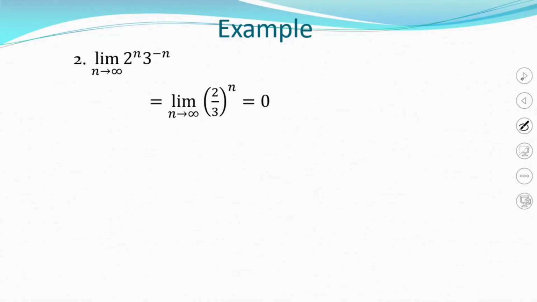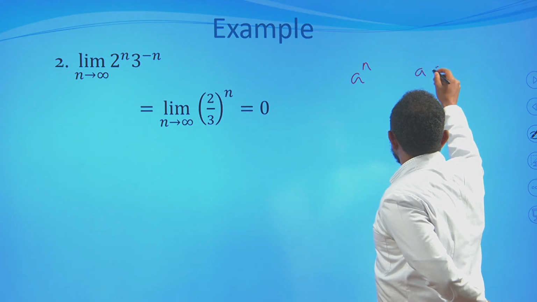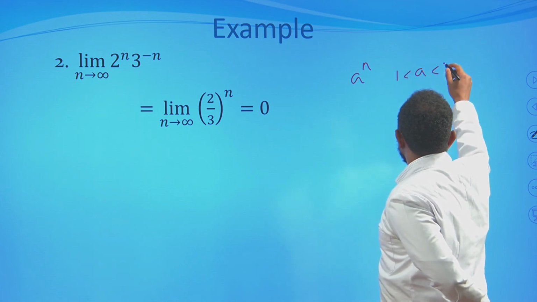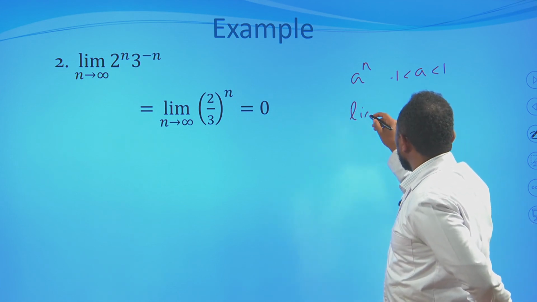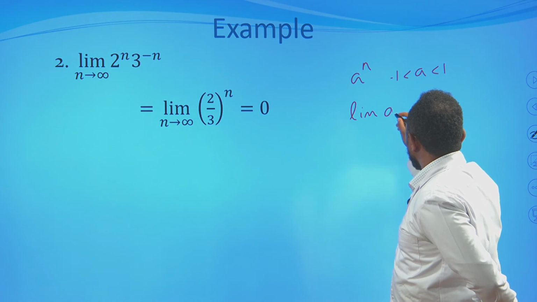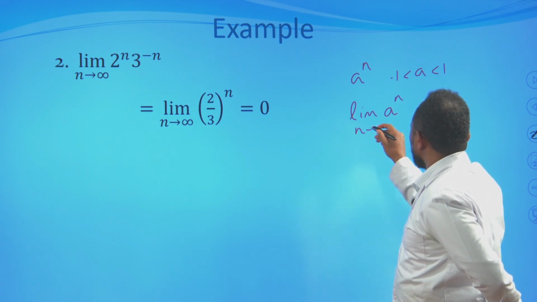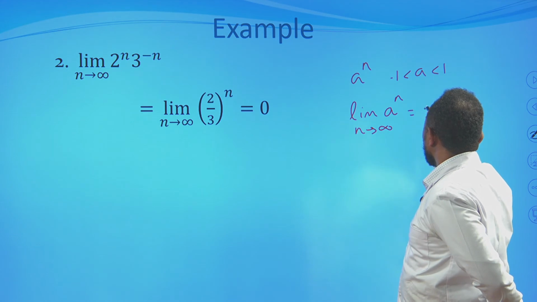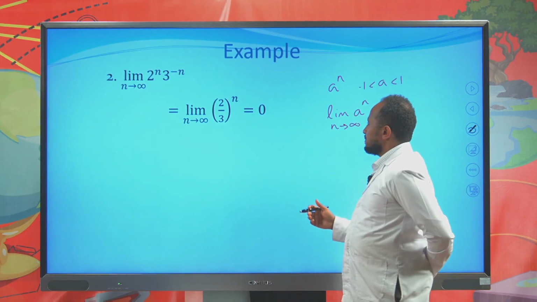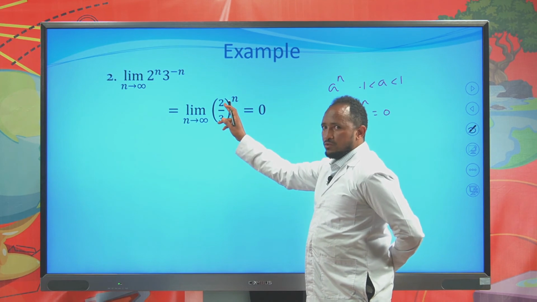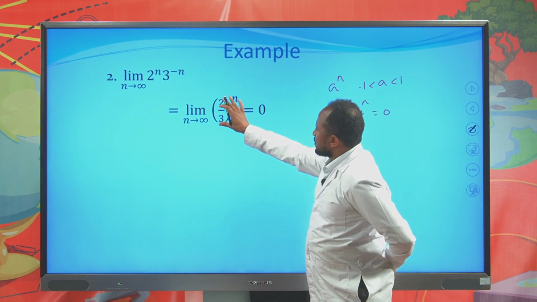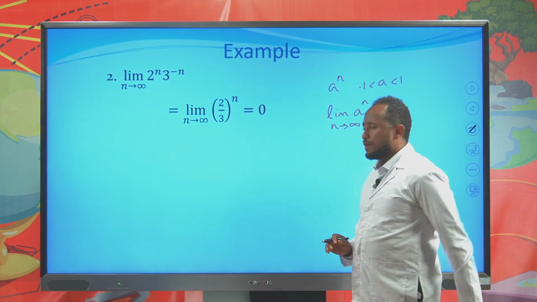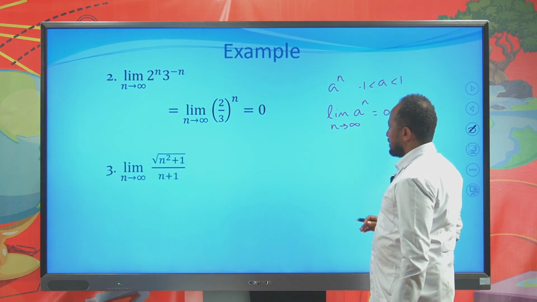Or in other words, if a to the power of n, where a is found between 1 and negative 1, the limit of a to the power of n when n goes to infinity always goes to 0. Using this concept, here this number is between 1 and negative 1. So the limit of this sequence goes to 0. It goes to 0. Now let's see the third example.